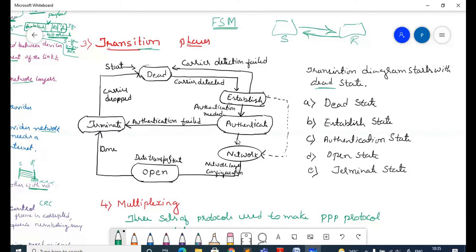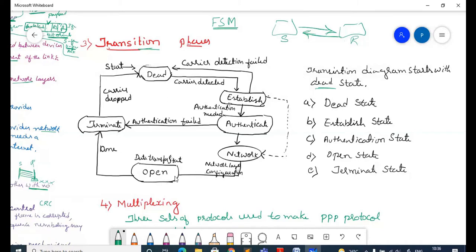Next, once authentication is over, the network is established. It will do all the configuration required at the network layer, and it is connected, and it goes to the state called open. In open state, the devices start transferring the data. So transfer of data takes place in state open. The actual exchange of data takes place when the two devices are in this state.